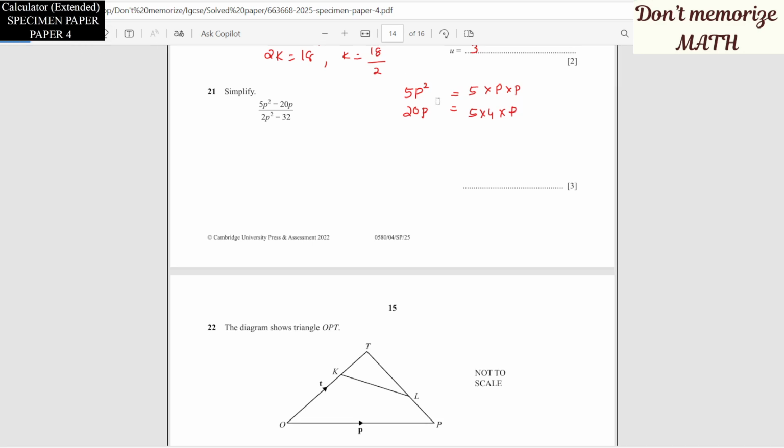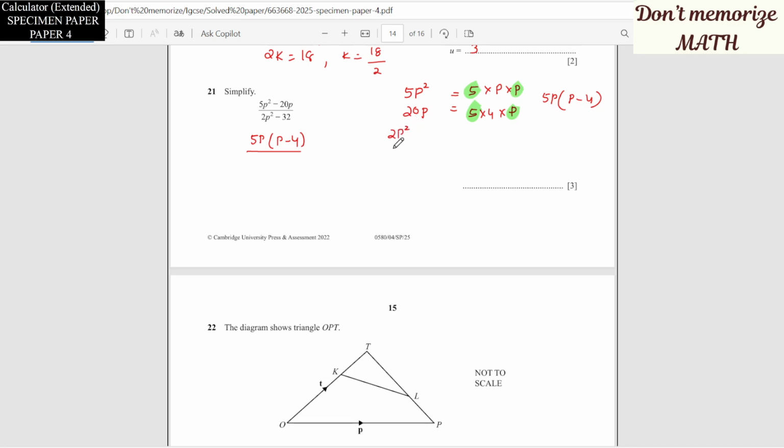So just see what is common here. We have 5 common and p is also common, right? So you can factorize 5p, take the common out, then open the bracket. Here you have minus, so use the same minus. We have p here, so p minus 4. So the numerator will be 5p in bracket p minus 4. When you expand the bracket, you get the same: 5p times p is 5p square, 5p times 4 is 20p.